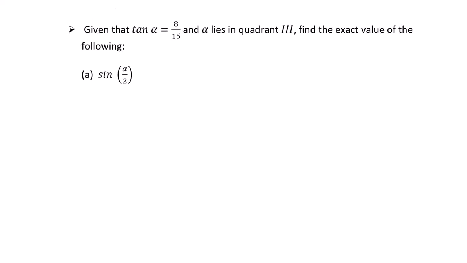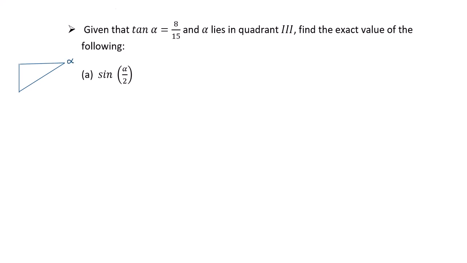Given that tangent alpha equals 8/15 and alpha lies in quadrant 3, find the exact value of the following: sine of alpha over 2. So first, let's go ahead and make a triangle. We know that we're in the third quadrant, so this is the position of our right triangle.